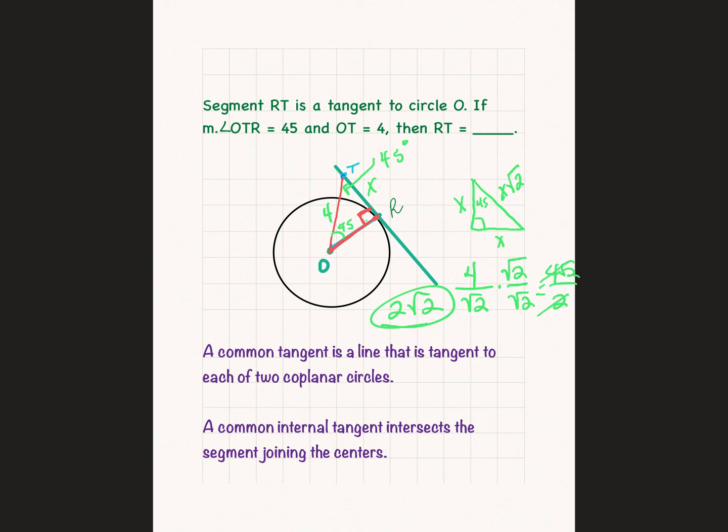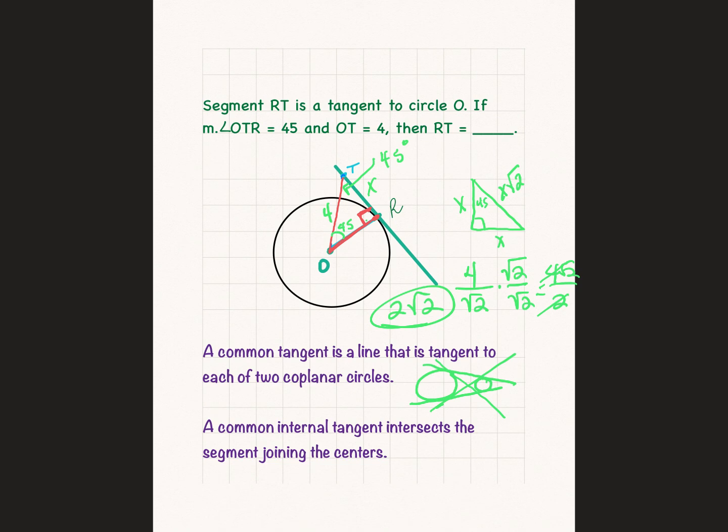Here's a few more definitions. We have a common tangent, which is a line that is tangent to each of 2 coplanar circles. So let's just draw 2 circles. So I got this circle and that circle. A common tangent means it's a line that's tangent to both circles. So this would be a common tangent. This would be a common tangent. I could also come inside and draw that tangent. I could also come inside there and draw that tangent.